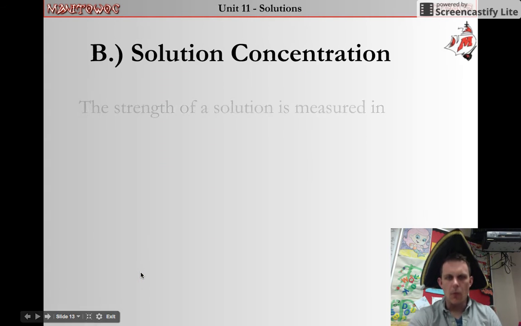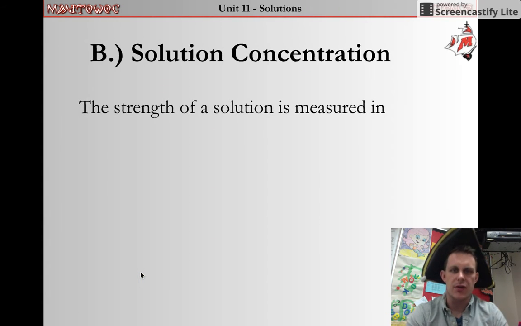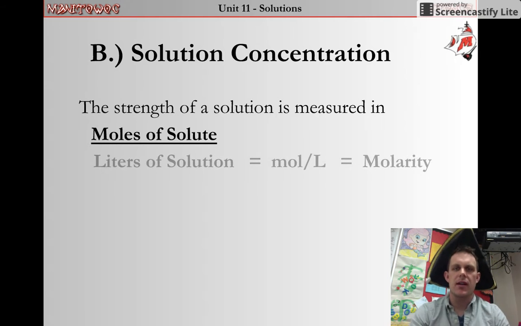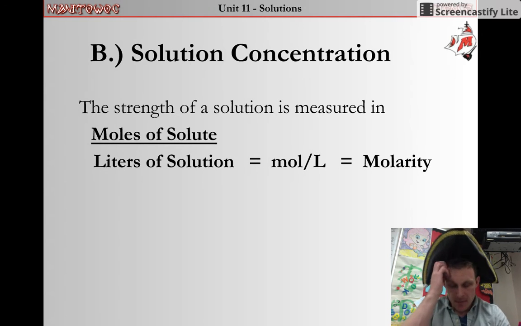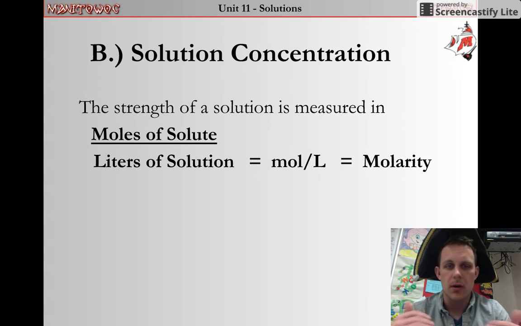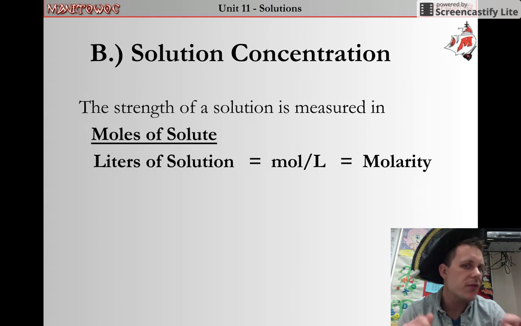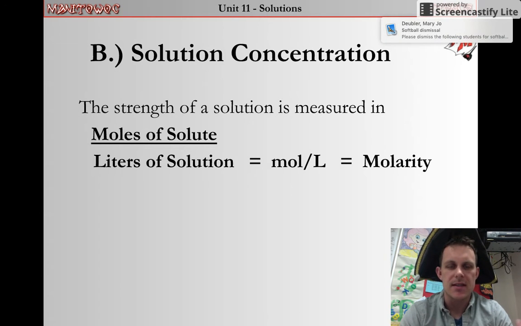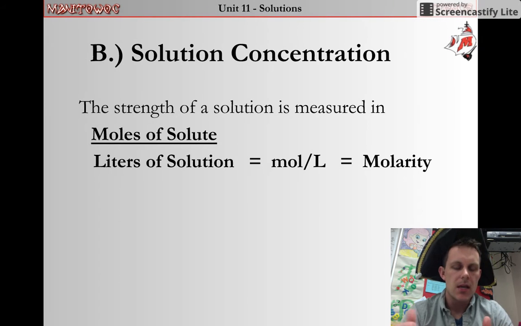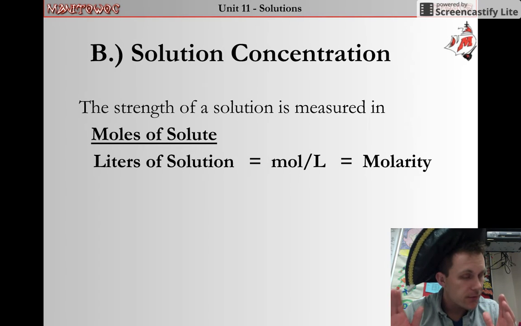So when we look at solution concentration, the strength of the solution in chemistry is measured in this format. It's moles per liter. So it's the moles of solute. Again, the solute is the stuff that is being dissolved, per liters of solution. That's total solution. So you notice that the word solvent is not in there. It's solution.